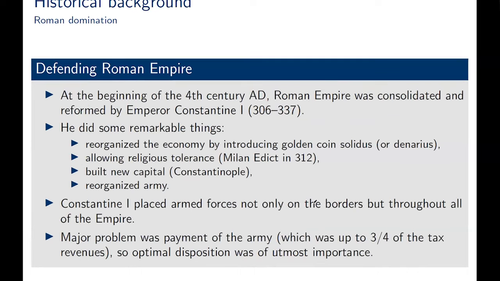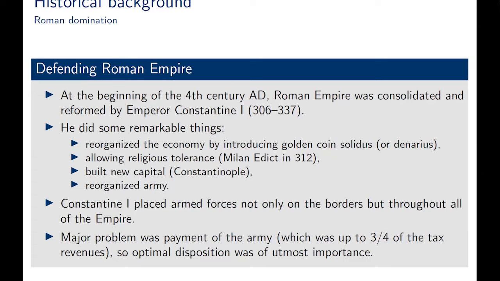Okay. Why is it called Roman domination? This kind of domination has a rich historical background. Actually, it wasn't defined in the 4th century, as is written here, but some ideas strongly connected to Roman domination appeared then, very, very many years ago, in the 4th century. Then there was the Roman Empire, Constantine I, and he reorganized the economy by introducing golden coins. He allowed religious tolerance. He built a new capital named Constantinople. Now it is named Istanbul.